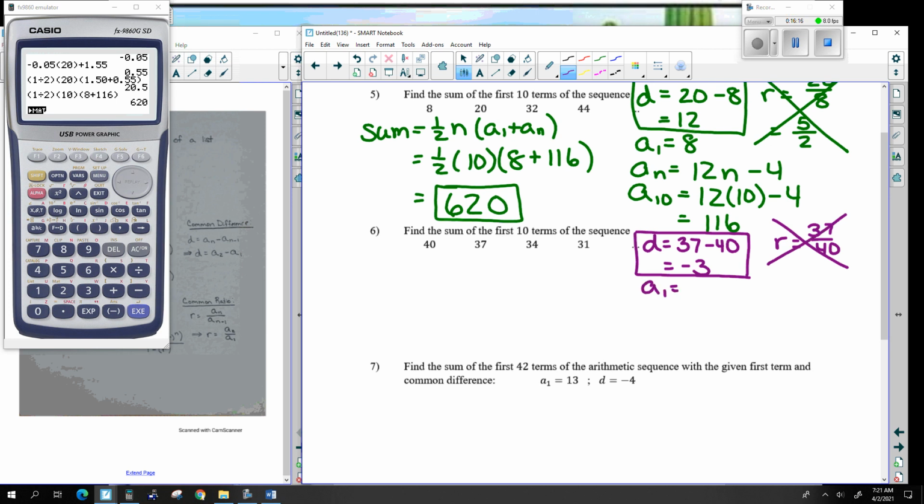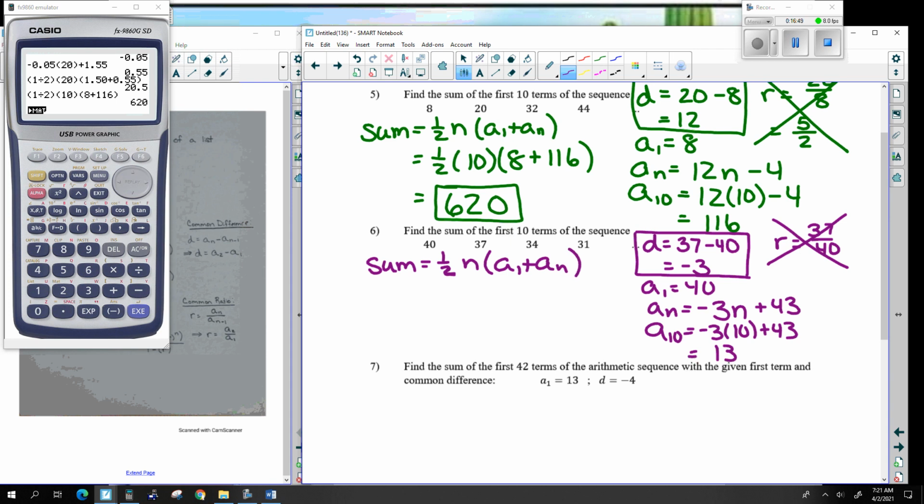So a1 is 40, an is bn, 40 minus -3, so that's positive 43, and I'm looking for the 10th term. So that's -30 plus 43, that's positive 13. So the sum in this situation is 1/2 n, first number plus last number.